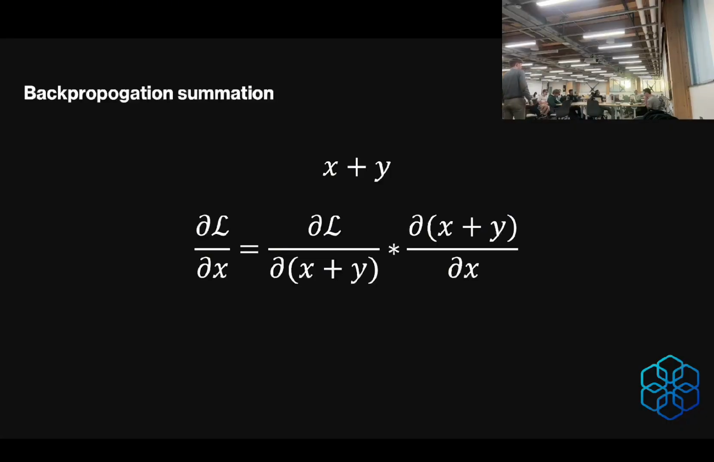So the derivative of L with respect to x is going to be the derivative of L with respect to x plus y, multiplied by the derivative of x plus y with respect to x. And yes, the second term will always be equivalent to 1, which means that the previous gradient is always going to be passed on to the current derivative we're trying to calculate. Because the second term, as you can see, the derivative of x plus y with respect to x, is going to be 1. And that is always going to be the case for summations.